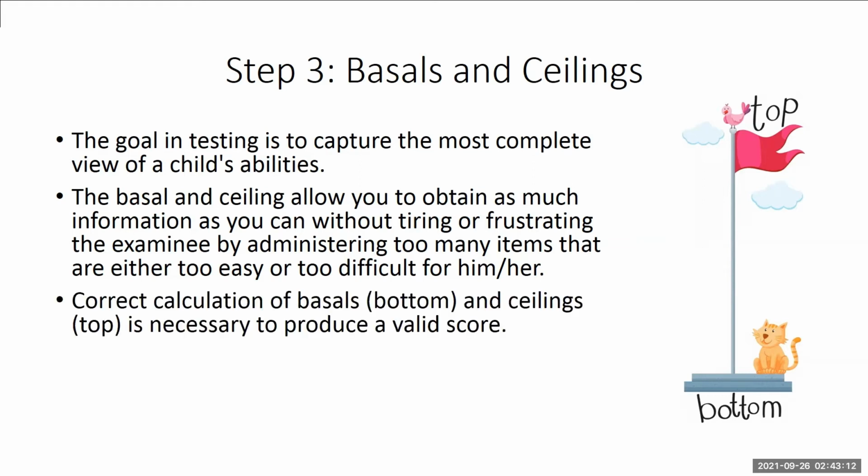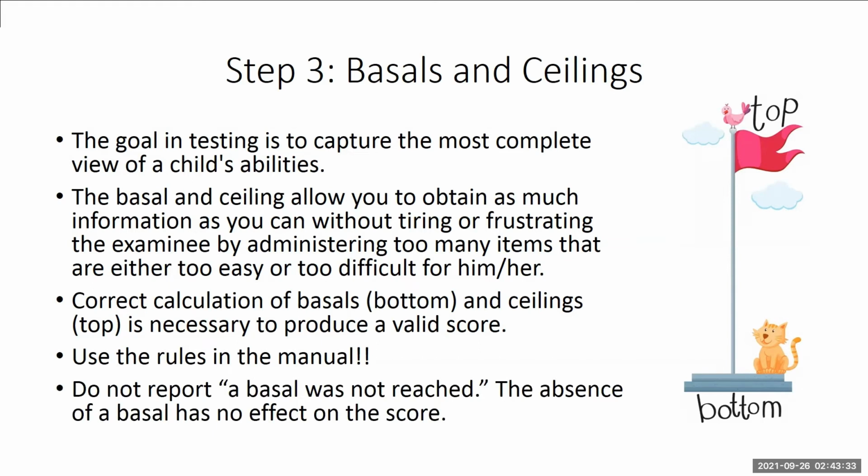Correct calculations of basals, or the bottom item that needs to be administered, and ceilings, or the top item where you can stop, is necessary to produce a valid score. Procedure can vary slightly, so use the rules in the manual. A basal can be reached at any item, such as 10, but if the child responds incorrectly, you may need to administer all the way down to item 1. In your report, do not report a basal was not reached. The absence of a basal has no effect on the score.